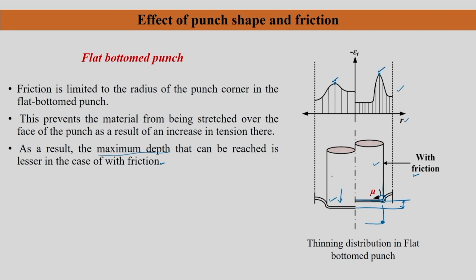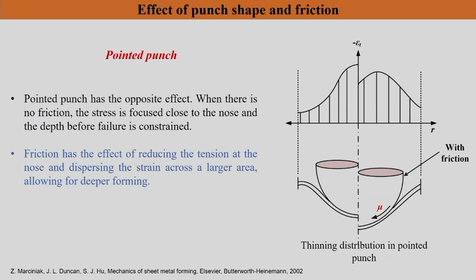So, now if you move to the other one, pointed punch or hemispherical punch, something like that you can imagine, then the situation is shown in this diagram. A similar diagram, thinning is plotted with respect to your radius, and you have two locations, one is left side and the other one is right side. On the right side you see that friction is available, that is with friction, and left side is without friction. In this case it is actually going to be opposite.